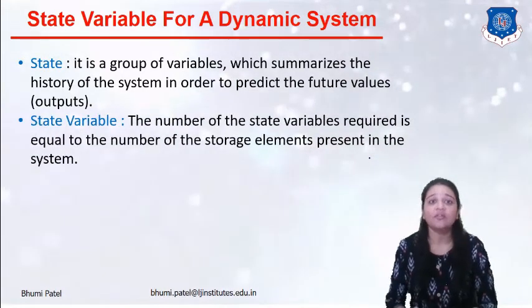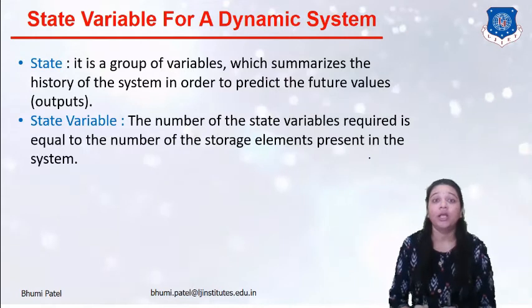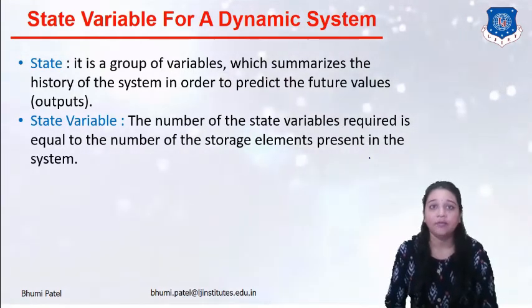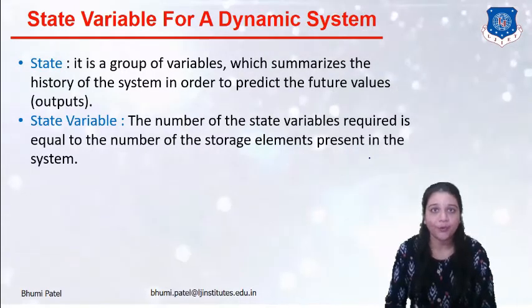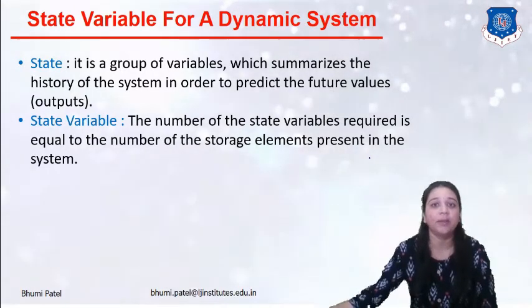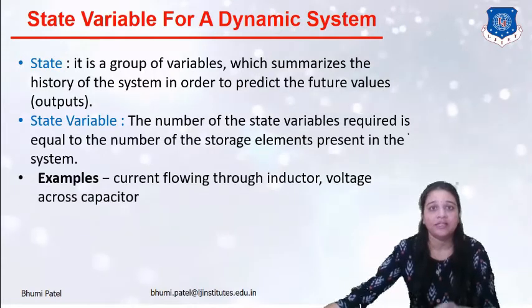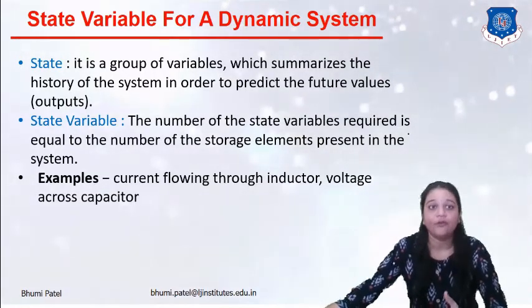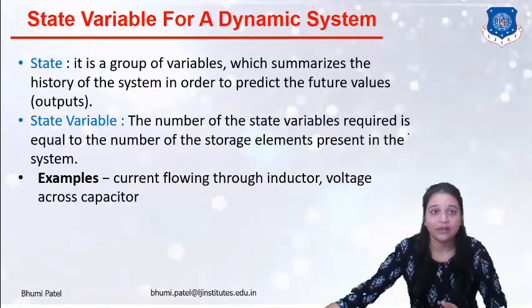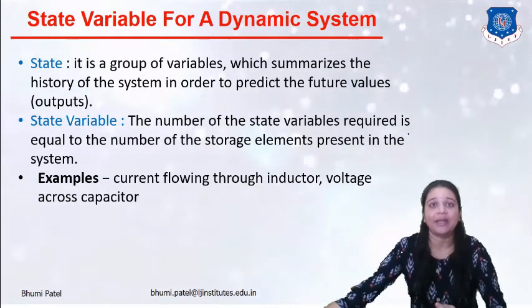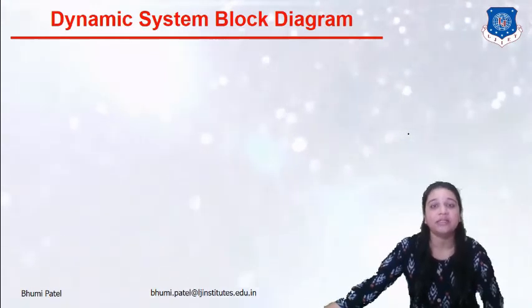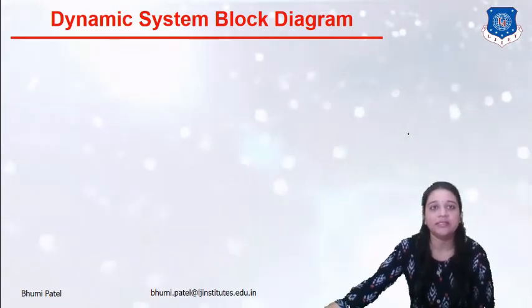Now next, what is the state variable? The number of state variables required is equal to the number of storage elements present in the particular system. For example, the current flowing through the inductor and the voltage across the capacitor are the state variables of the system.